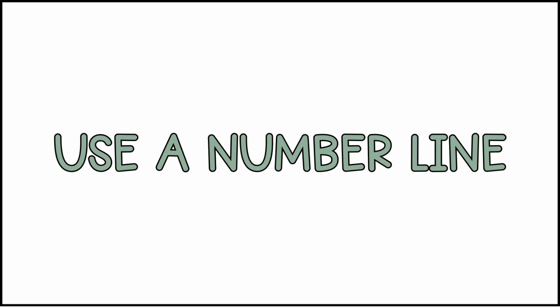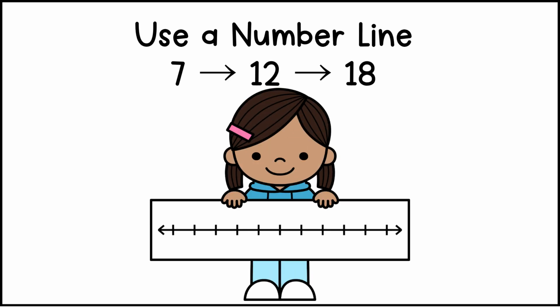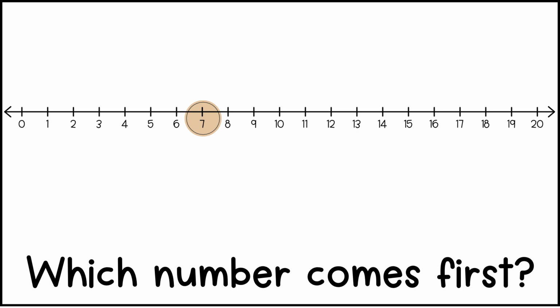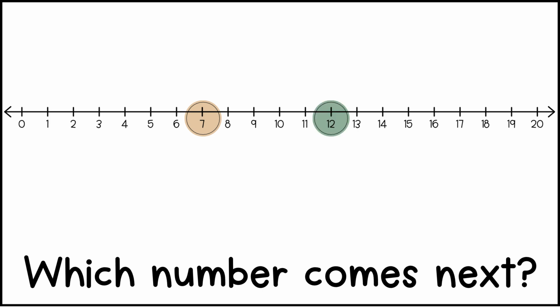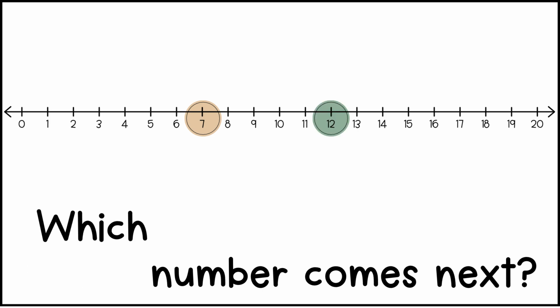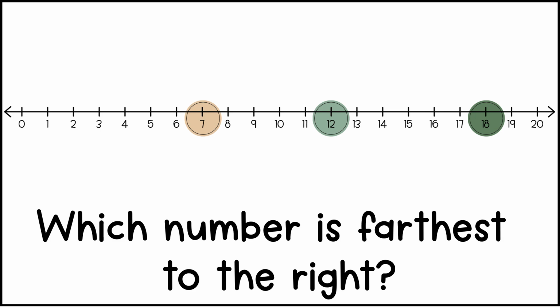The second strategy is using a number line. Let's say students need to order 7, 12, and 18. Have them locate all 3 numbers. Ask which number comes first, which number comes next, which is the furthest to the right.